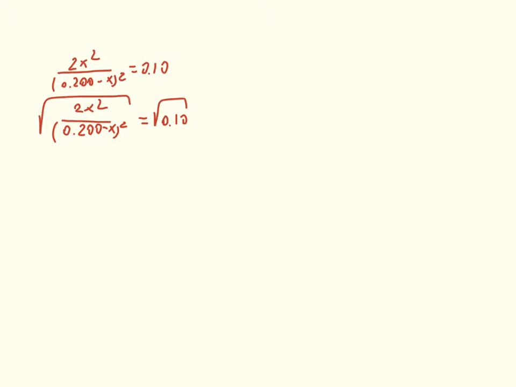Of course, make an assumption that 0.200 is not equal to x. Okay. We took this, and then we have 2x over 0.200 minus x equal 0.316. When you solve this, x is going to be 0.027. What is that?